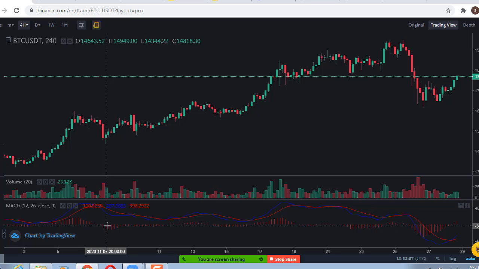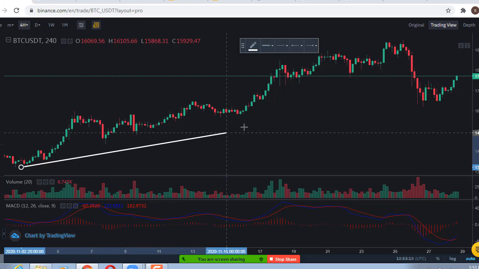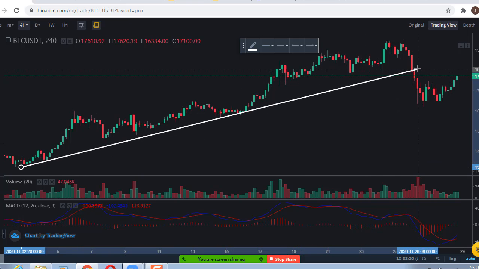Now, if you see the histogram form from zero down, that's the negative side, it means the market is coming down. Now, does that mean that if you just see the histogram forming on the downside, you should just take a trade? No. You have to define your trend. You have to define which trend you are in. That's what they call market structure.